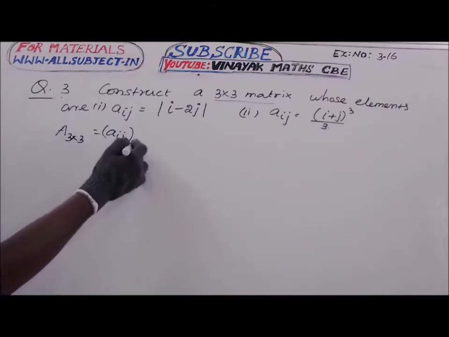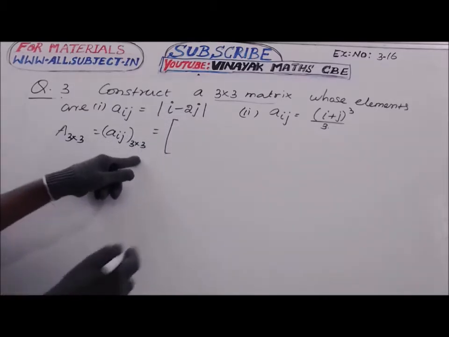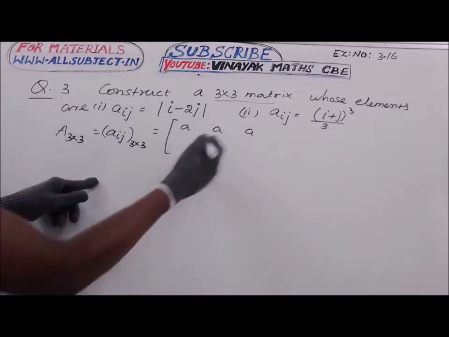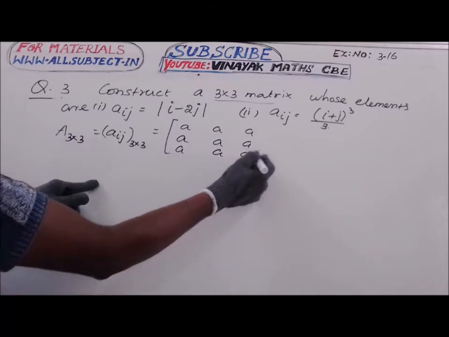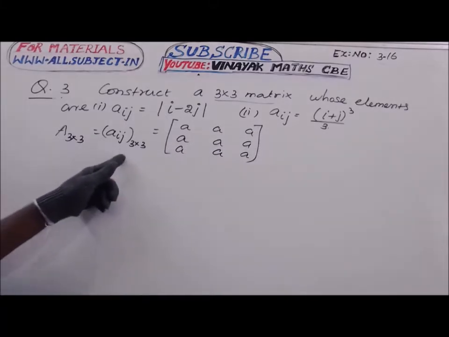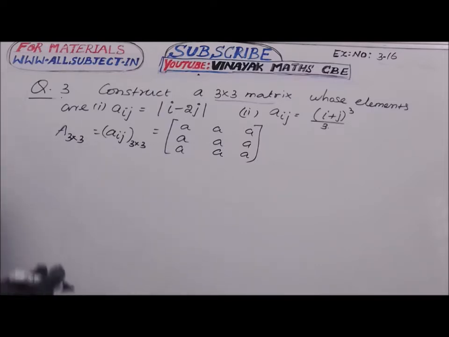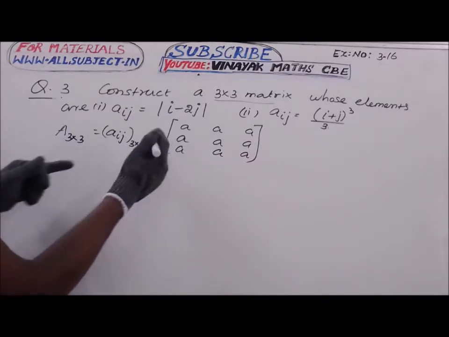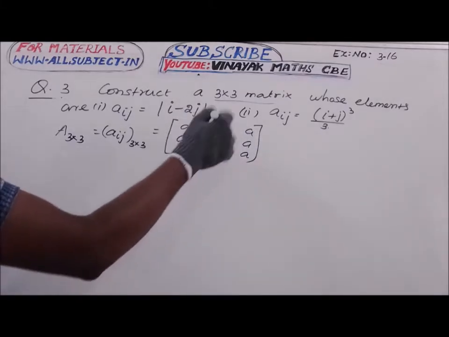Aij of order 3 by 3, which has 3 rows and 3 columns. This is the first row, the second row, and this is the third row. There are 9 elements that will appear. Already I have given the general form of A3 by 3, A2 by 2, A3 by 1 in the first video. So the general form has 3 into 3, 9 elements, arranged in a 3 by 3 order. So it contains 3 rows and 3 columns.